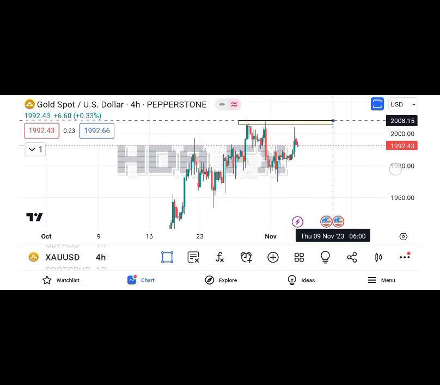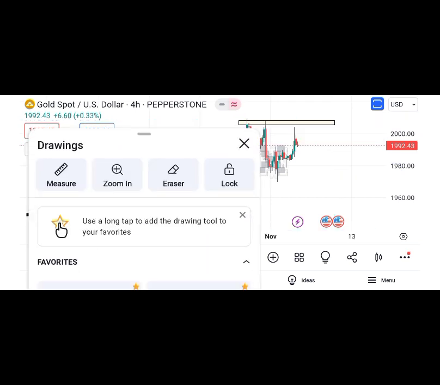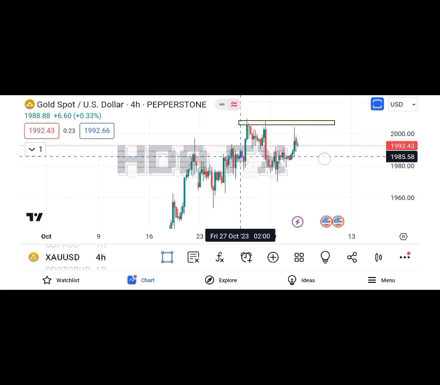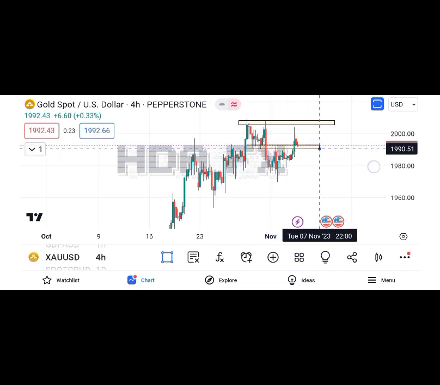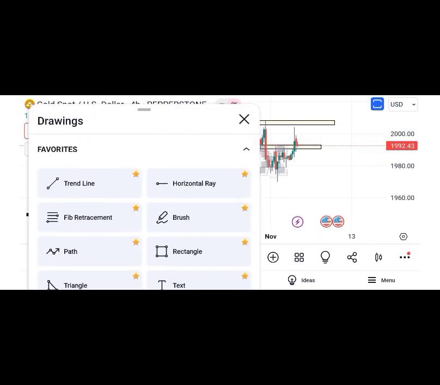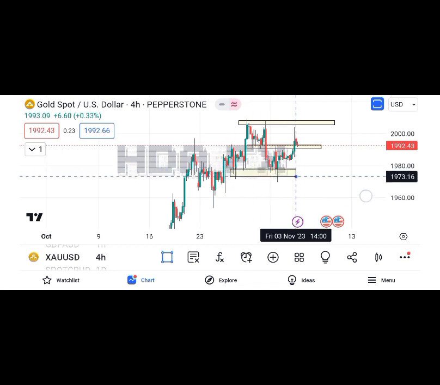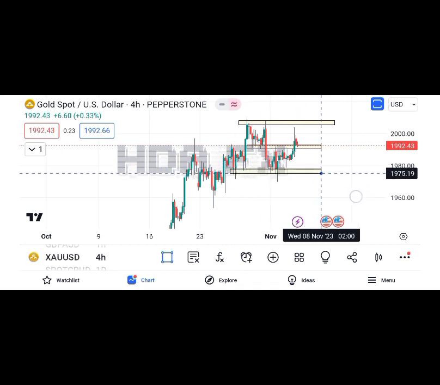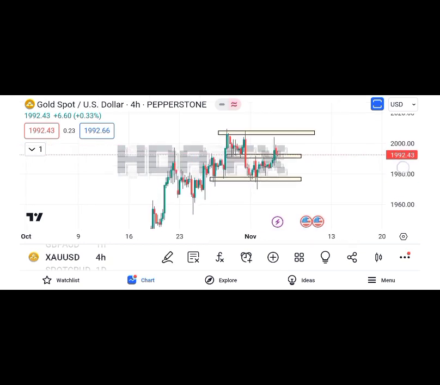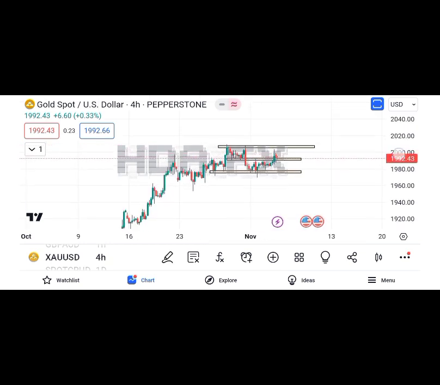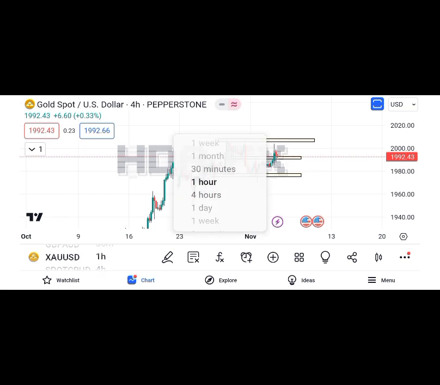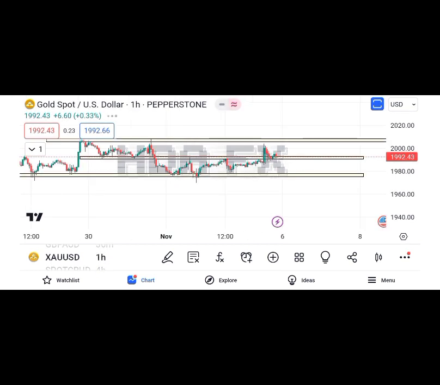Now on the 4 hour time frame, note that gold is bearish. And we also have another key level here. We also have another key level here. And we did have another key level here on gold. We did have this too on gold. So now on gold, let's move down to the 1 hour time frame.